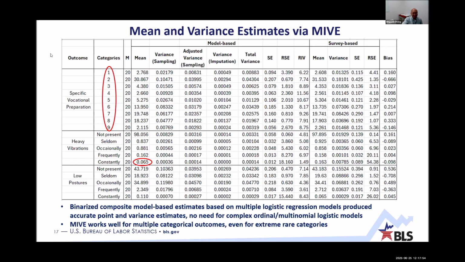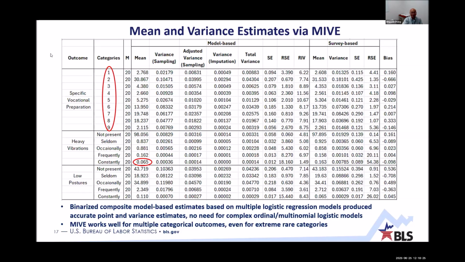So basically, we go with the simple logistic model rather than the more complex ordinal or multinomial models, because the ordinal model has a strong assumption of proportional odds ratio, and the multinomial logistic model is too demanding in such a complex mixed model. So it looks like our estimator works well for multiple-category outcomes, and even for extremely rare categories.